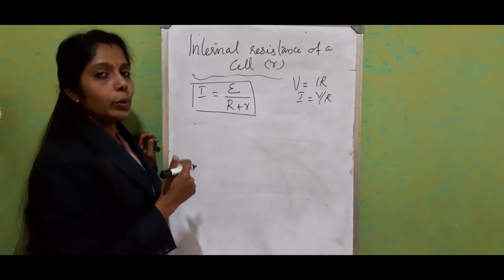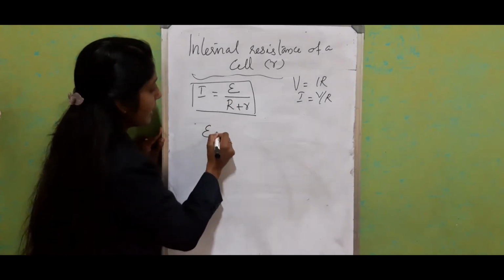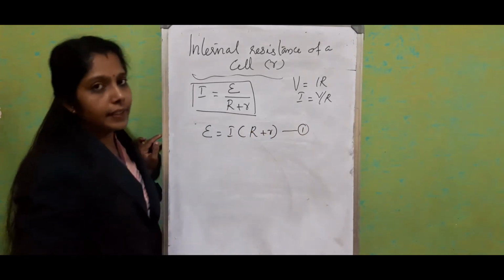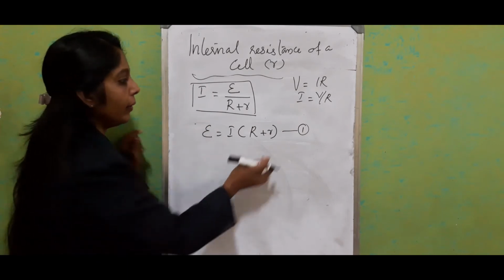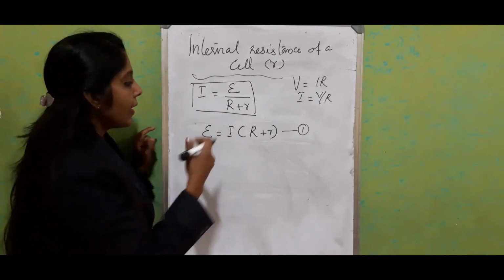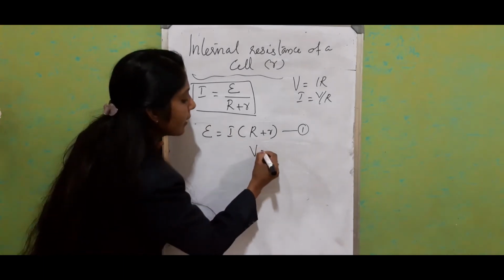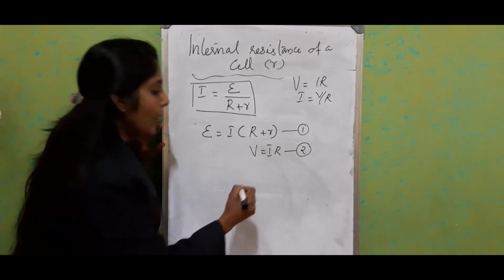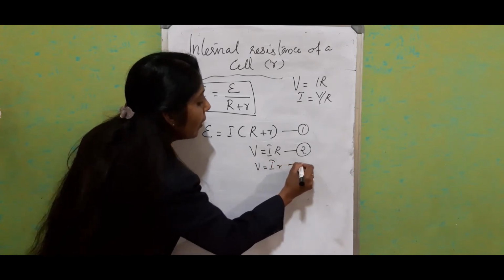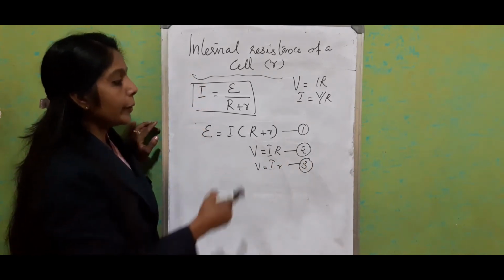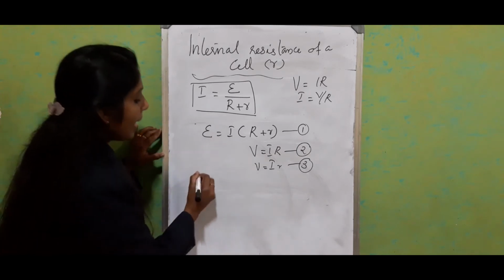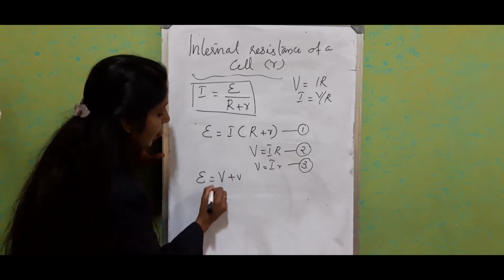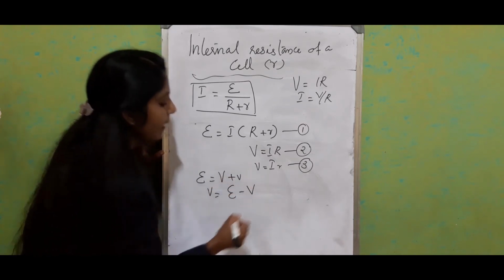From this equation we will find the EMF. EMF is equal to I into R plus r. Consider this as the first equation. Then terminal voltage is equal to I into R. Consider this as the second equation. Then the voltage drop, small v, is equal to I into r. We are going to merge these three equations together: epsilon is equal to V plus v, or the voltage drop is equal to epsilon minus V.